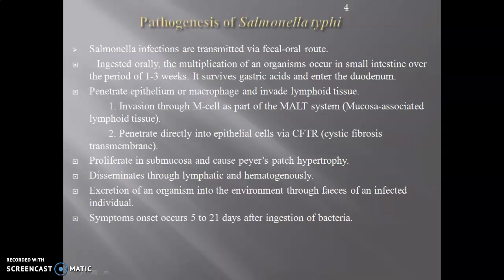fever infections. Another thing that happens is that once the Salmonella typhi bacteria penetrate the epithelium, they proliferate in the submucosa, causing Peyer's patch hypertrophy. Peyer's patch is lymphatic tissue in the intestines which becomes hypertrophic because the bacteria proliferate inside it. Eventually the bacteria disseminate through the lymphatic system and hematogenously through the blood.